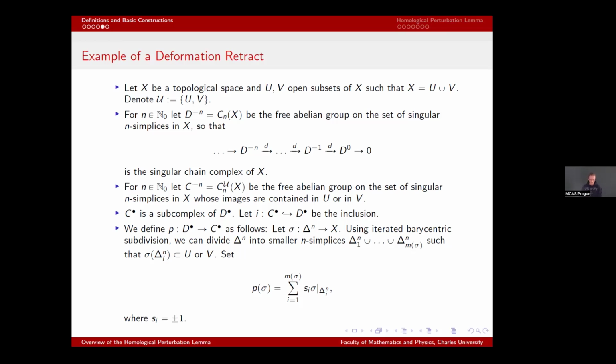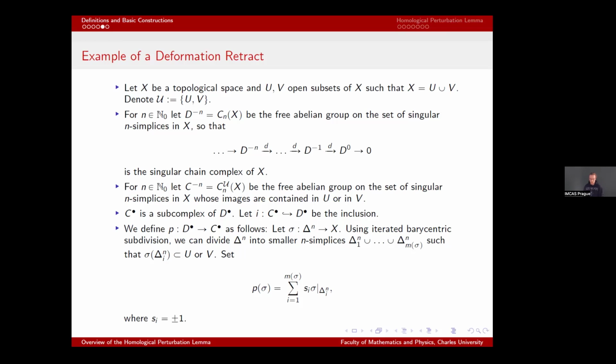And then in the other direction, for the map P: if we have a continuous map from an n simplex to X, we can divide the simplex using iterated barycentric subdivision into smaller n simplices, until the map sigma restricted to each of these smaller simplices has its image contained inside one of the two open subsets.